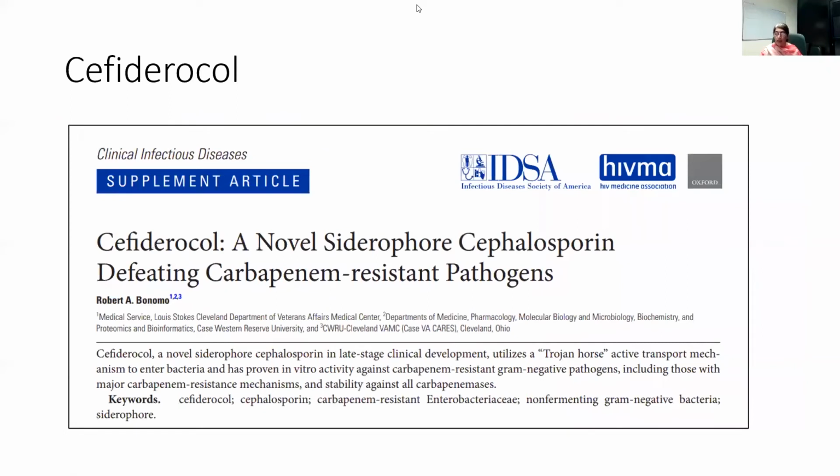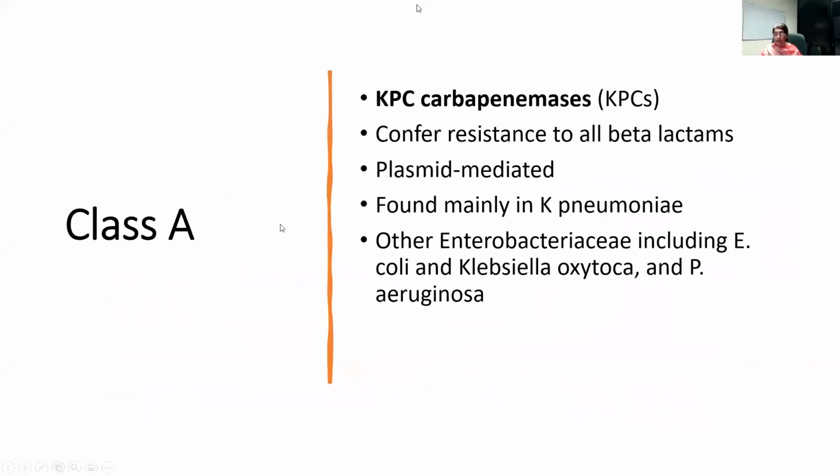And then cefiderocol, it is a novel cephalosporin. It can be used for the treatment of carbapenem-resistant pathogens, and it is recommended for the treatment of hospital-acquired pneumonias and complicated urinary tract infections and pyelonephritis. I would like to point out here that of all the antibiotics I have mentioned so far, only carbapenems and colistin, polymyxin E, are available in Pakistan. Polymyxin B is not available, and the availability of IV fosfomycin is also variable. All of the other drugs I've mentioned so far are not available in Pakistan.